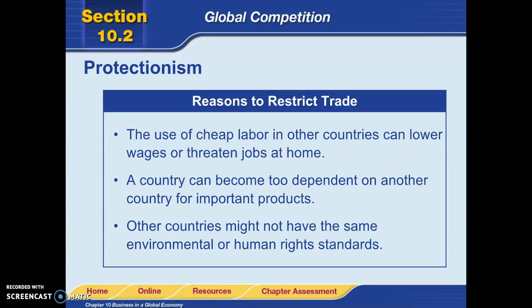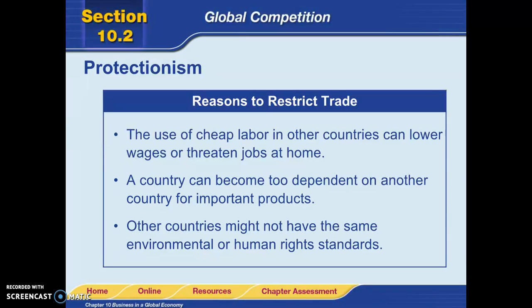A country can become too dependent on another country for important goods. We have seen that happen in terms of energy prices, especially with oil over the past number of years, where we have been so dependent upon importing oil that when the prices spiked, there was a big outcry here in the United States, and it took a while for that market to stabilize itself.